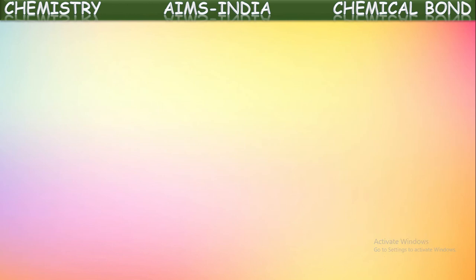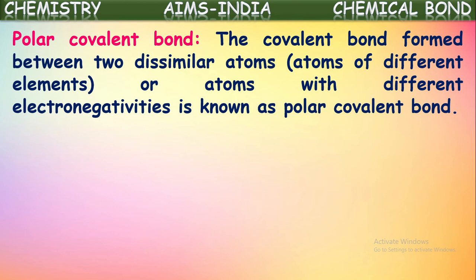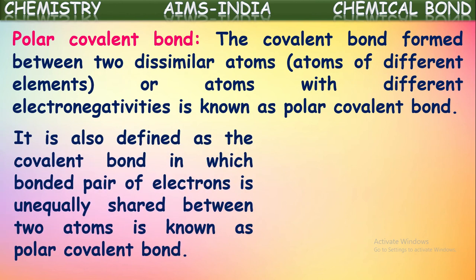Let us see another type of covalent bond: polar covalent bond. It is the covalent bond formed between two dissimilar atoms, that means atoms of different elements or atoms with different electronegativities. So if two atoms with different electronegativities participate in covalent bond formation, the pair of electrons is not equally shared between the two atoms. The atom with more electronegativity will pull the pair of electrons towards it. Thus the covalent bond formed is called a polar covalent bond. It is also defined as the covalent bond in which the bonded pair of electrons is unequally shared between two atoms.